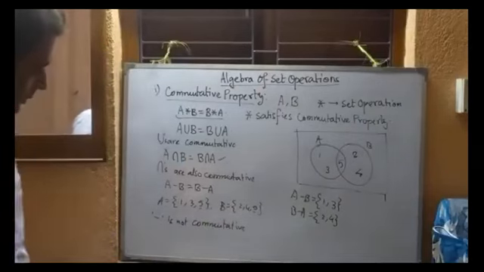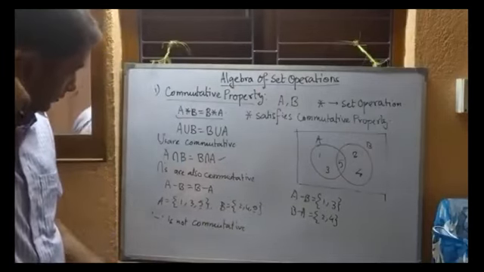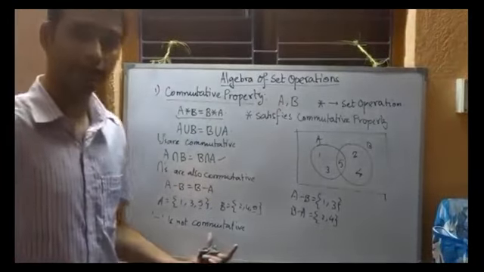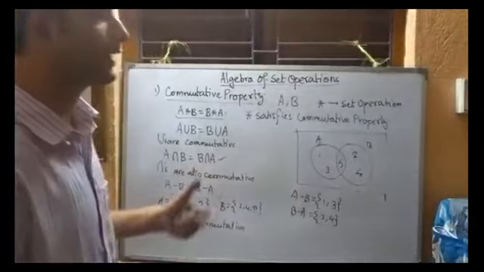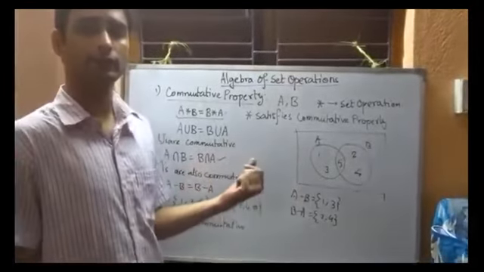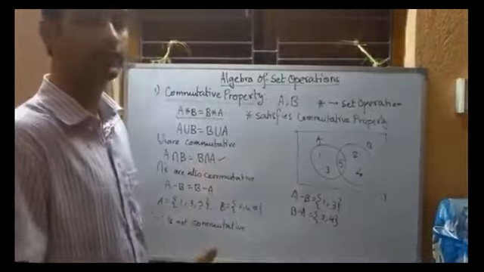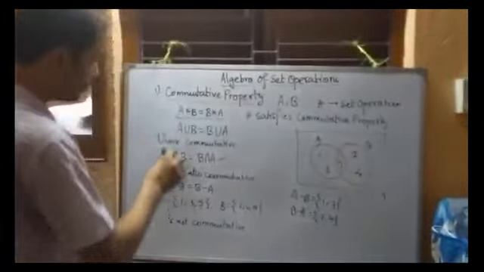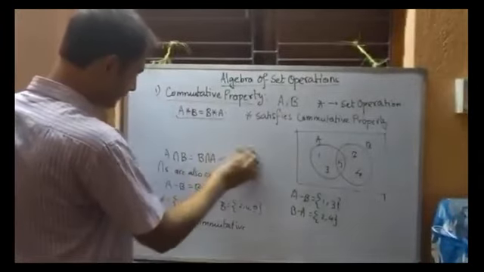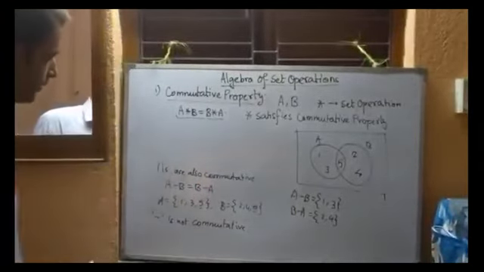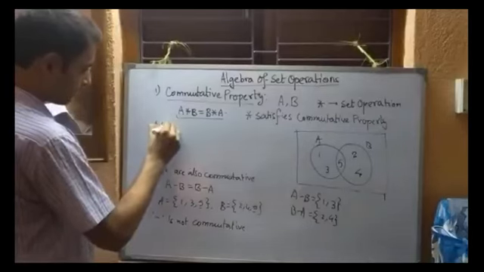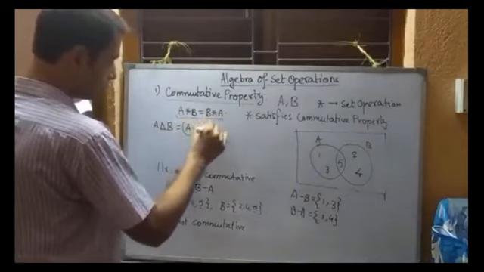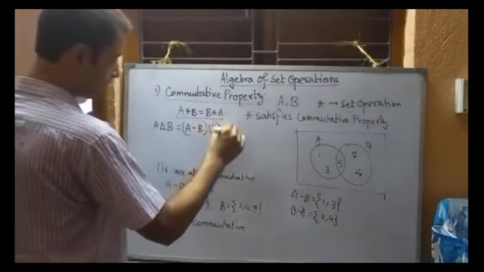In the last video I said that to remove this problem for difference, that it is not commutative, we construct another kind of difference of two sets called the symmetric difference, and we will see that the symmetric difference will be commutative. So let us see how we define the symmetric difference. We define the symmetric difference A delta B as A difference B union B difference A.